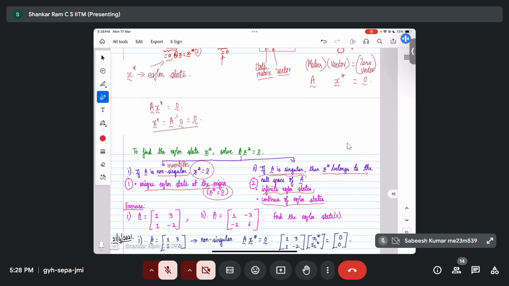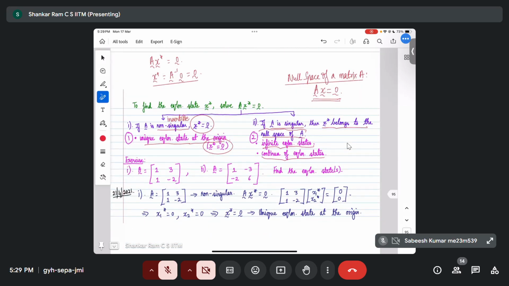So if A is singular, then X star belongs to what is called the null space of A. What is the null space of a matrix? The null space of a matrix is all such vectors X such that A times X is 0. This is the definition of the null space of a matrix A. So if A is invertible, the null space is 0, only the 0 vector. But if A is singular or non-invertible, then we have an infinite set of vectors which belong to the null space of A. So that is the result.